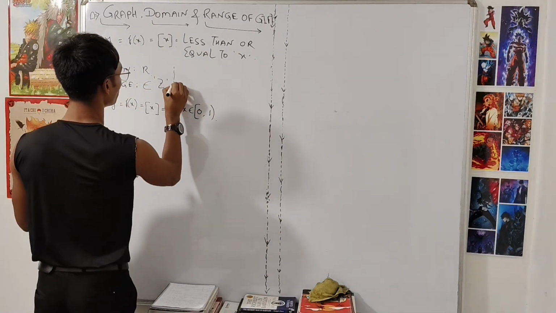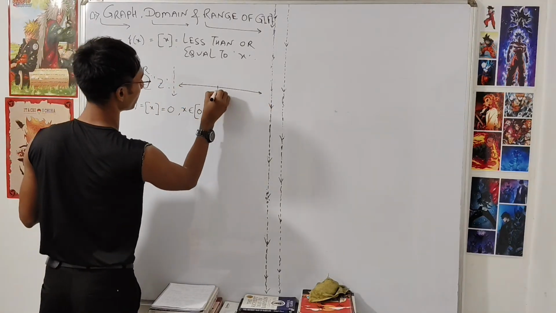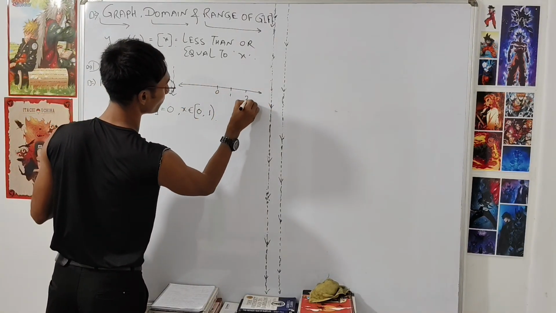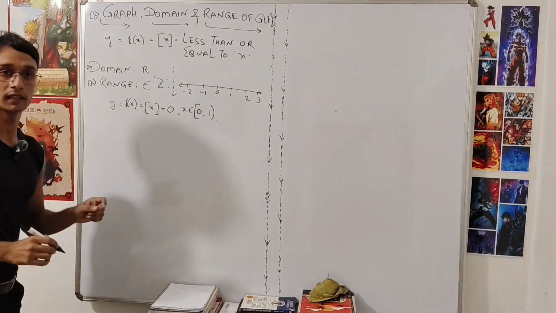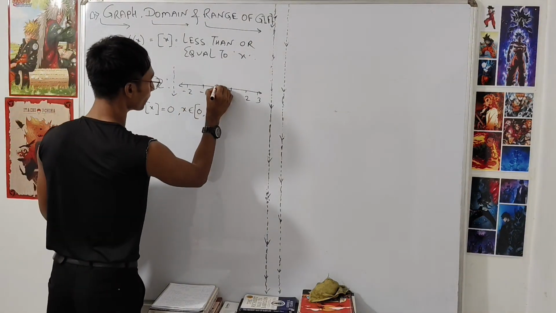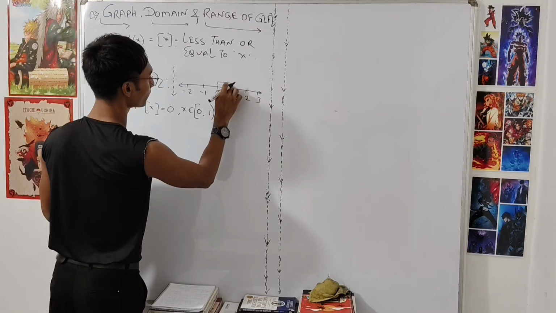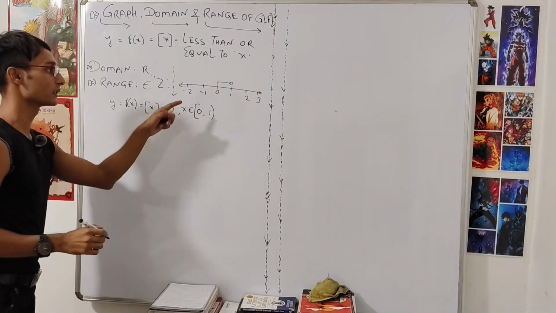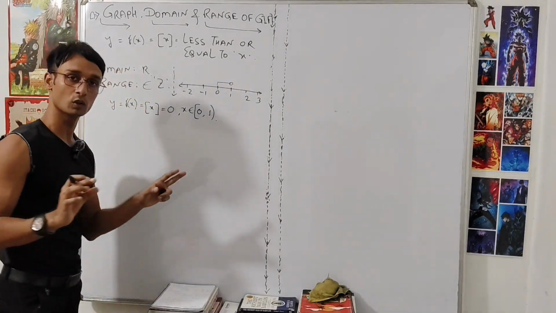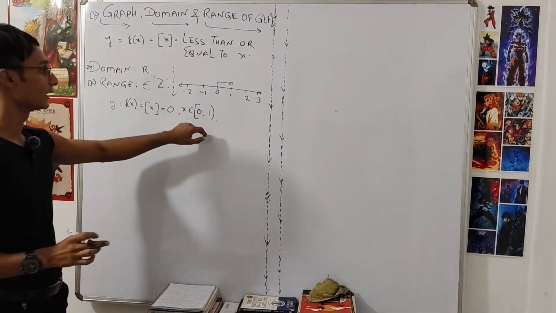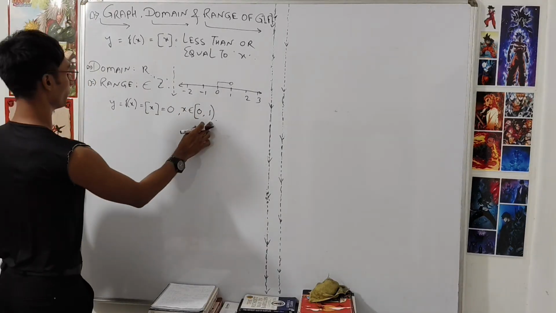If we draw a number line here, with 0, 1, 2, 3, minus 1, minus 2. So from 0 to 1, excluding 1, you will always get the value 0. If we include 1, meaning a closed bracket, then it will produce 1 also. That's why here it's open.